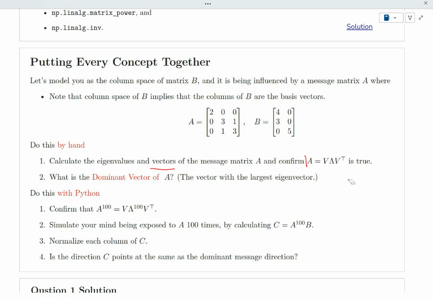And then once you identify the dominant eigenvector of A, the eigenvector with the largest eigenvalue, then you can use Python. With Python, I want you to confirm that A to the 100 is equal to this. And this essentially simulates what happens if you get exposed to the same message like 100 times.